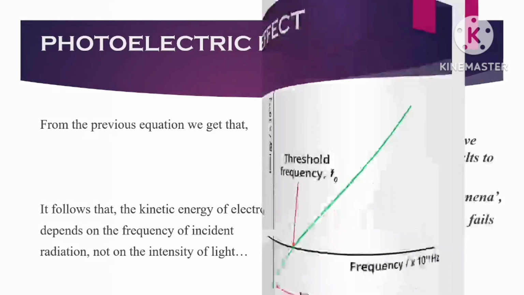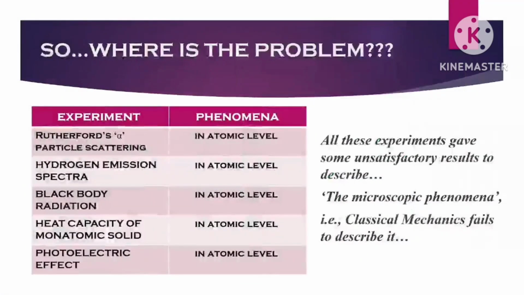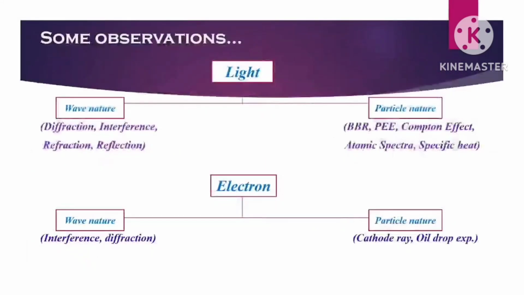So we have seen all these experiments gave some unsatisfactory results to describe the microscopic phenomena. That means classical mechanics fails to describe it. We have observed light and electrons both behave like waves and particles through various experiments.